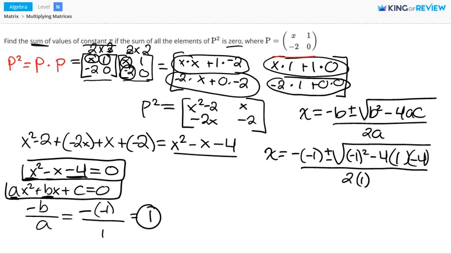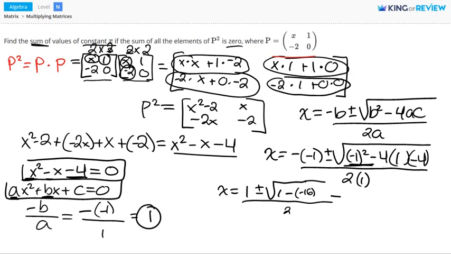So now let's simplify. We get x equals 1 plus or minus the square root of 1 squared, which is equal to 1, and then we have minus 4 times 1 times negative 4, which equals negative 16. And this is all over 2 times 1, or 2. Let's simplify again. We get 1 plus or minus the square root of 1 minus a negative 16. This is the same thing as 1 plus 16, so we get 17 here, over 2.